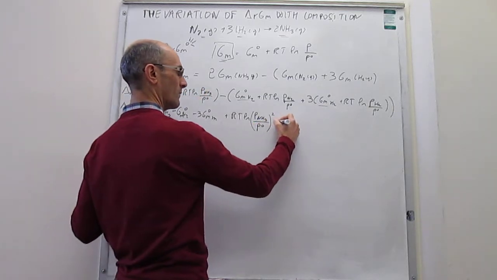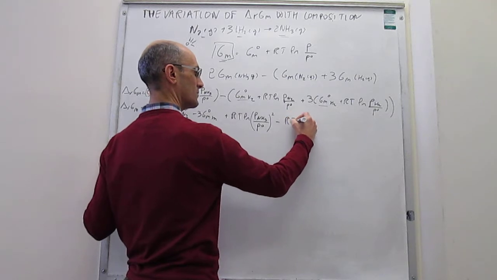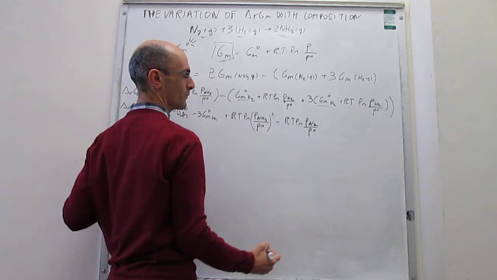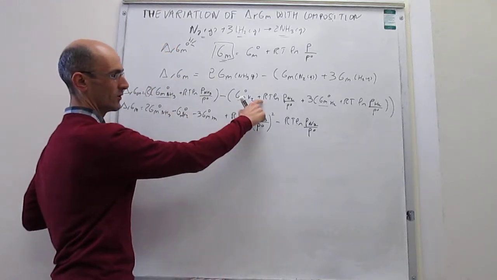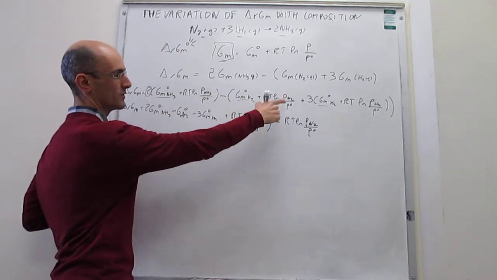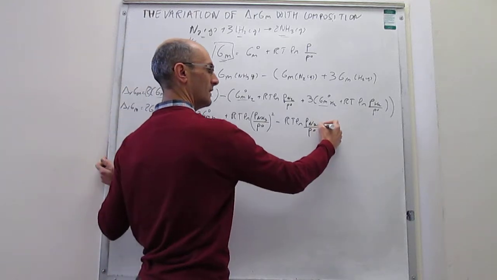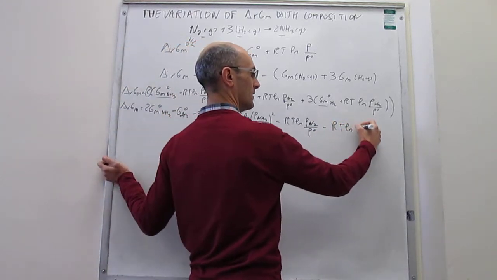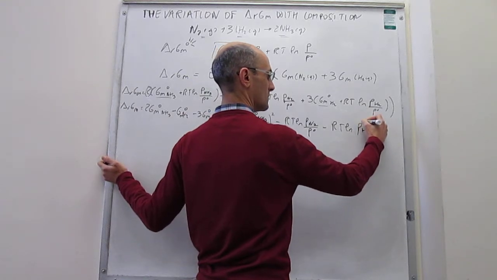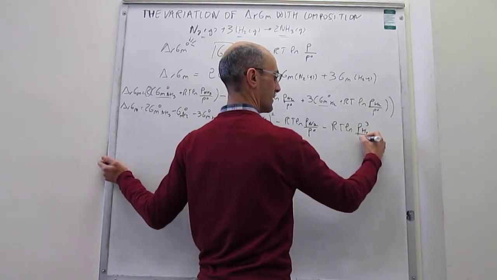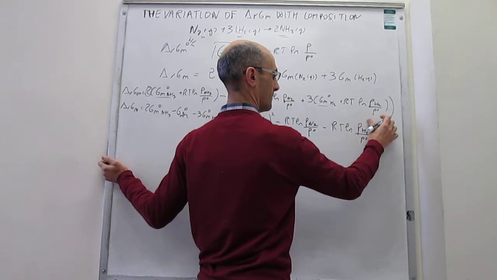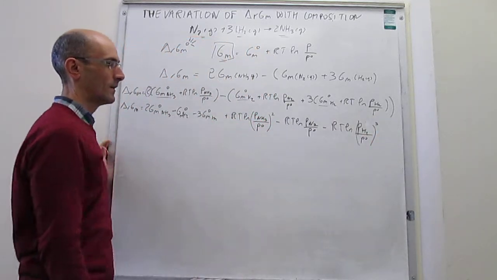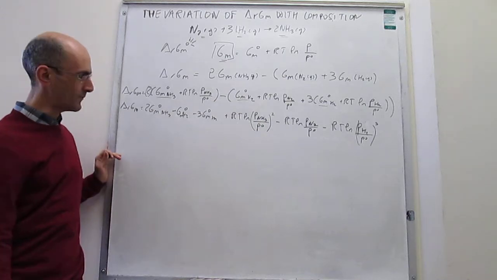And then you will have here minus RT natural log of partial pressure of N2 over the partial pressure at the reference state. Here you don't have any stoichiometric coefficient, so that's just the power of 1. And then finally for hydrogen, this will be RT natural log of the partial pressure of H2 cubed over the partial pressure at the reference state, which is 1 atmosphere cubed. Okay, so this is your new expression.